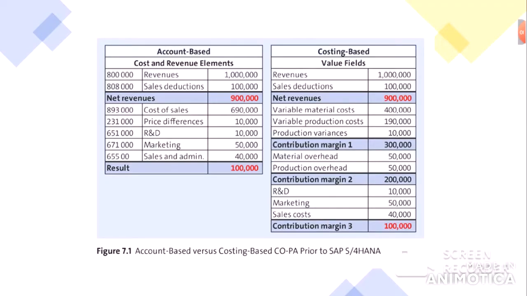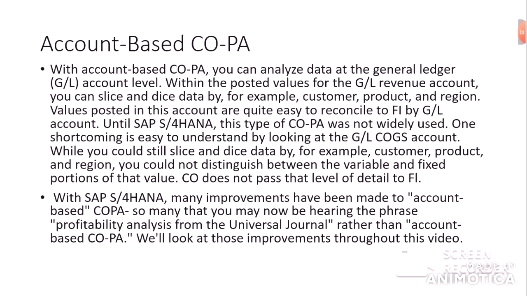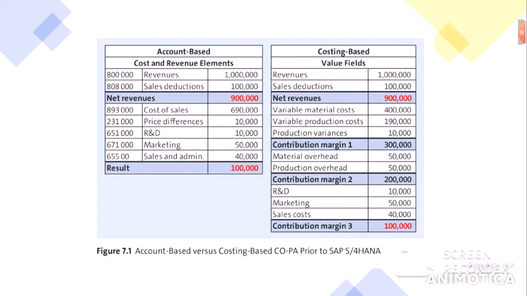So costing based is a very detailed report, and account based, as said, is at general ledger account level. It is based on the cost elements.